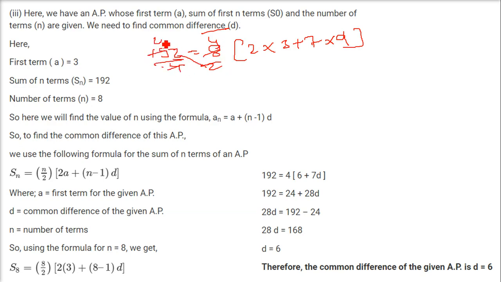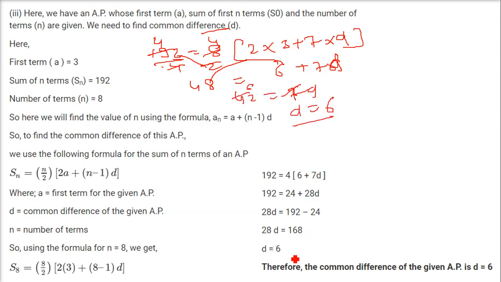4 4s are 16 and 8 4s are 32. So we have 48 here. And this is 3 2s are 6 plus 7d. Now bring it here: 48 minus 6 is 42. And this is 7d. So 7 6s are 42. So you get d equal to 6. This is what we have to find out.